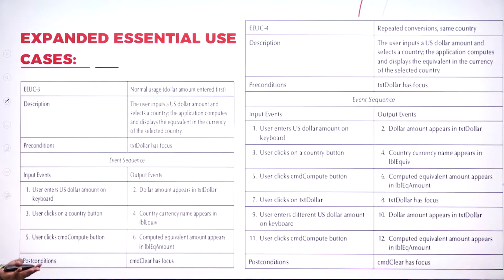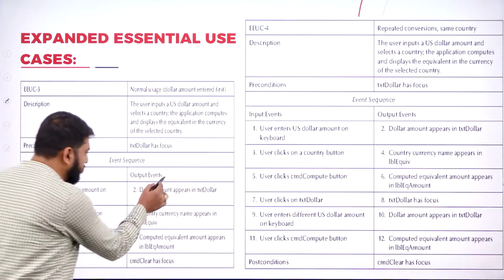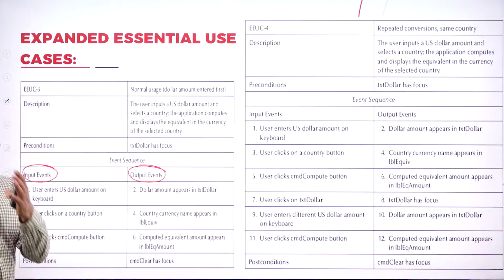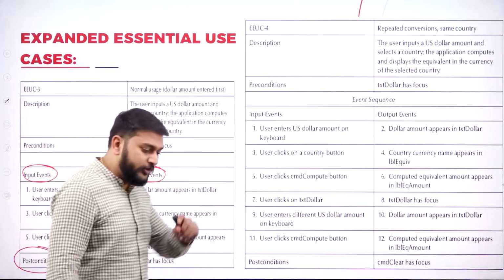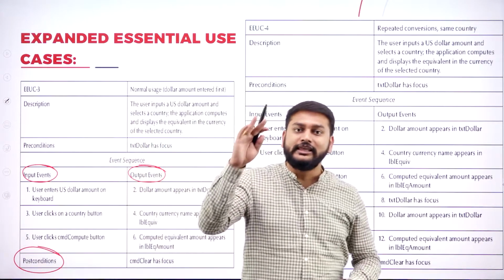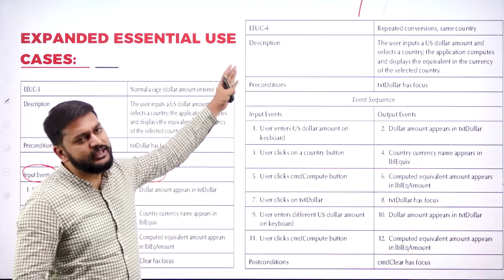So guys, hope you have taken the screenshot. Here also you will have the input event and here also you will have the output event. And don't forget, please concentrate, here also you will have the post condition which we were not having in the EUC. That's the most important point that you need to remember, and they have given the EEUC 4.